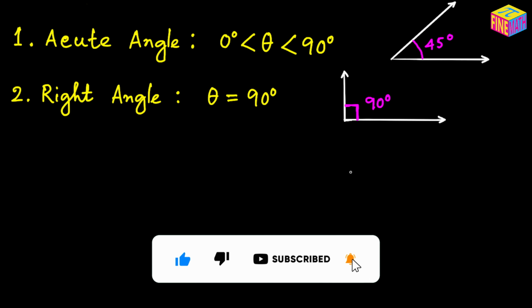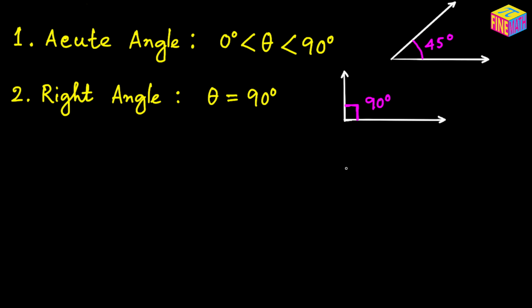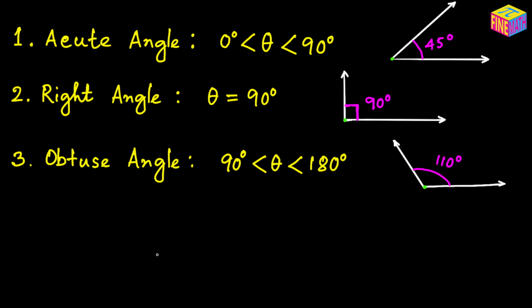Now the next type of angle that we are going to learn is called the obtuse angle. So let's see how the obtuse angle looks. An obtuse angle is greater than 90 degrees but less than 180 degrees. So any angle between 90 degrees and 180 degrees will be called an obtuse angle, and they will look like this. It will be larger than 90 degrees, but less than a straight angle, which is 180 degrees. So those angles are called obtuse angles.